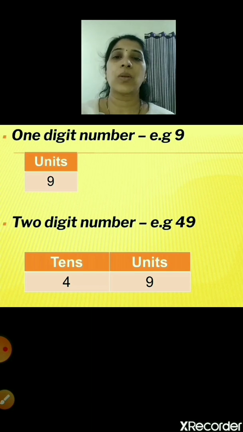Then we saw about the two digit number. Here I have taken the example as 49. Again I'll tell you children, you can take any numbers of your choice. When 49 is there, we will start from the right hand side, so units and then tens. So 9 will come in the units place, and 4 will come in the tens place.